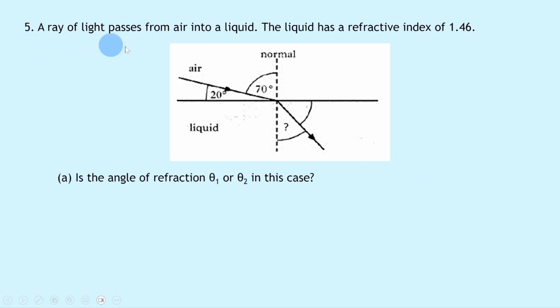Lastly, question 5 says a ray of light passes from air into a liquid. The liquid has a refractive index of 1.46. So there's your air on the top and your liquid on the bottom, and we've got the normal drawn there as the dashed line. We've then got some angles labelled as well.